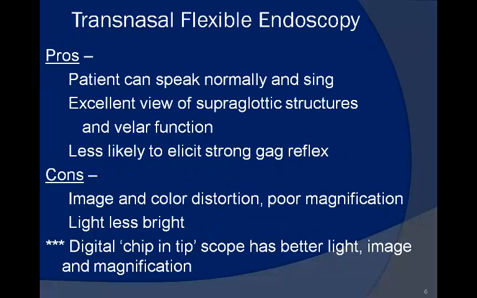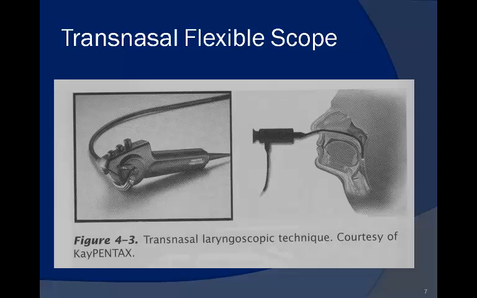One of the benefits of using a nasendoscope is that it allows for laryngeal function assessment during complex tasks such as speaking and singing. We can also assess for possible laryngeal muscle tension by observing position and posture of the supraglottic structures. Drawbacks to the nasendoscope include less illumination and magnification than for the rigid scope, as well as possible image and color distortion. Nasendoscopes with the camera in the scope tip have greatly improved magnification, illumination, and color, but they are quite expensive. This shows you an illustration of a transnasal flexible scope.